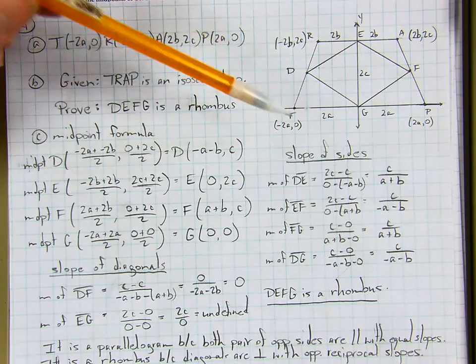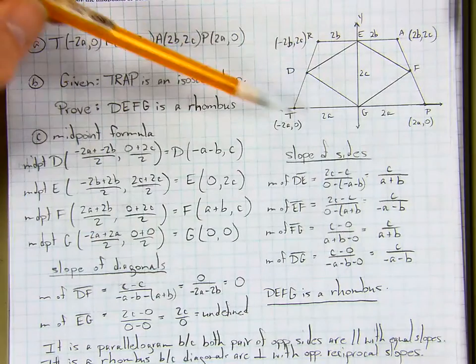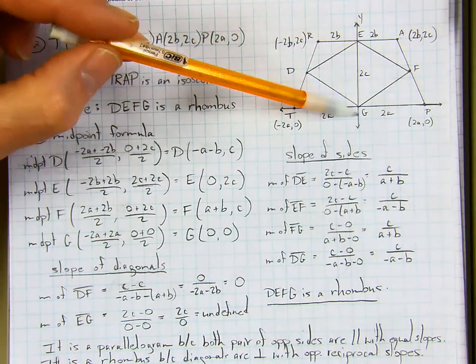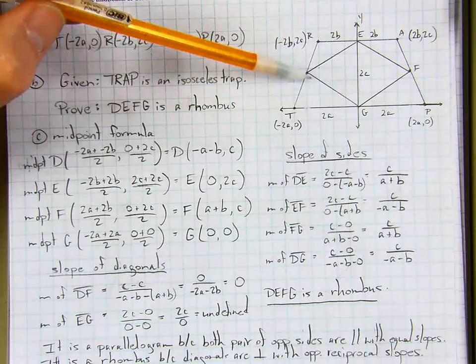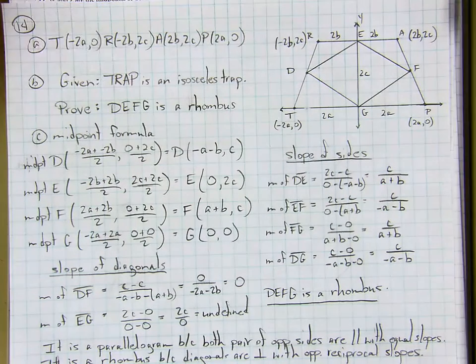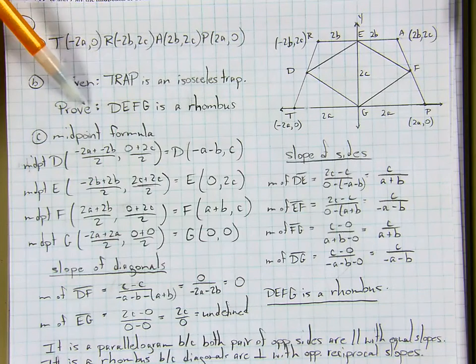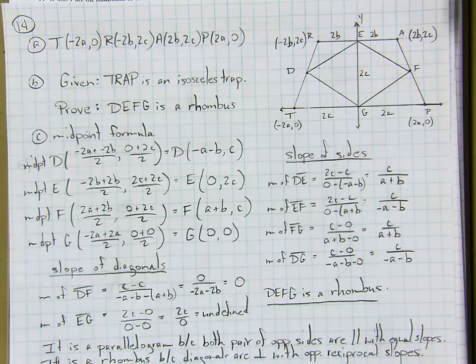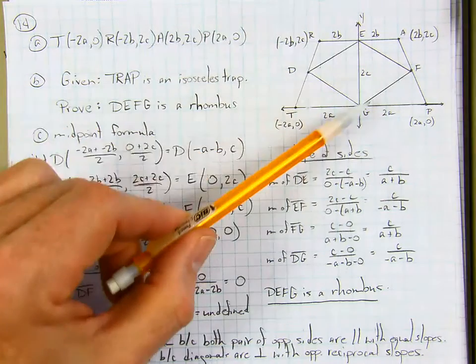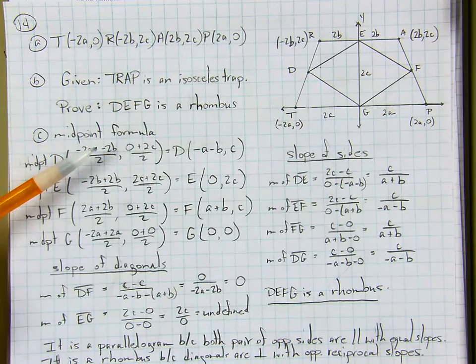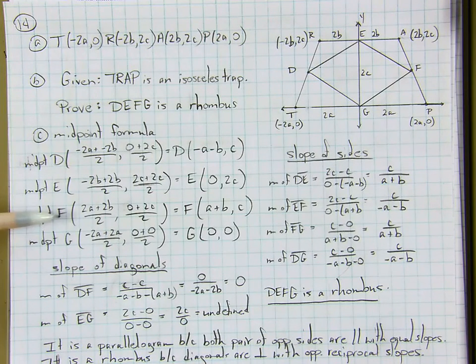They're saying that in this isosceles trapezoid, we're supposed to prove that the quadrilateral connecting the midpoints of the sides is a rhombus. So my given is that TRAP is an isosceles trapezoid. I'm supposed to prove that DEFG is a rhombus. Then they asked how we would find these coordinates since they're midpoints. Well, we would use the midpoint formula to find those coordinates. And I went ahead and did the proof. All you had to do is say use the midpoint formula to find the coordinates of the midpoints.